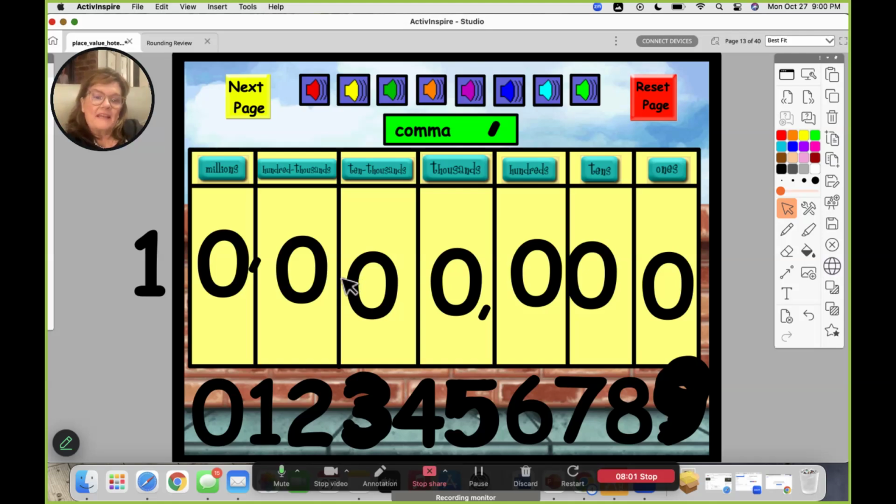All right, that's beginning place value for today. We'll come back and we'll talk about rounding, depending on what grade you're in, how far we're going to round, and we'll talk about place value to the right of the decimal point. I hope you guys learned a little bit about place value, and I'll see you again tomorrow.